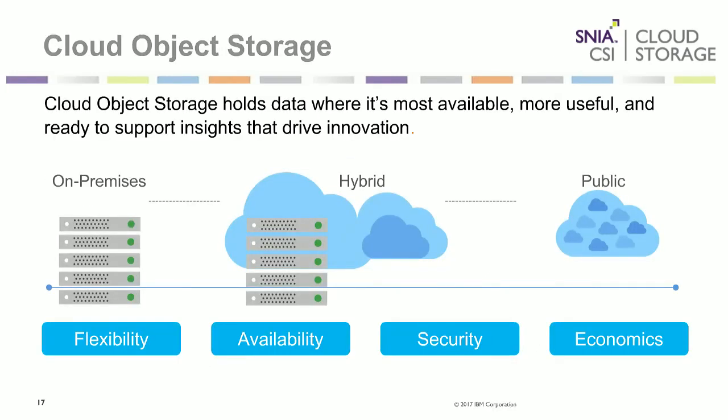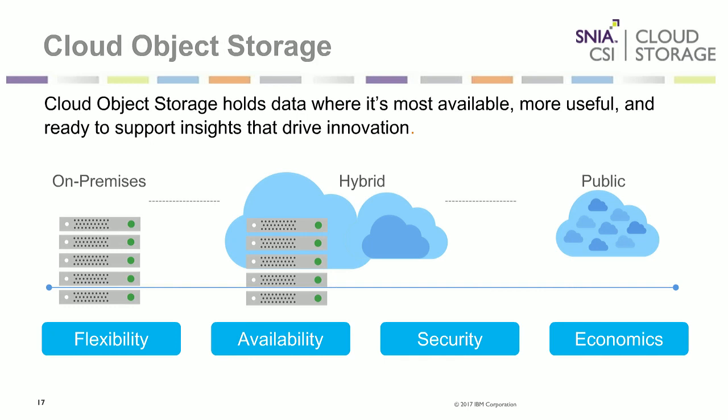So this is where cloud object storage comes into play. It holds data where it's most available and most useful, and really provides the ability to have that flexibility. It's because of the type of format and the scale that most object storage offerings can offer. Some are better than others, certainly, and that's where the vendor selection process is important when it comes to choosing on-prem as well as cloud object storage options.